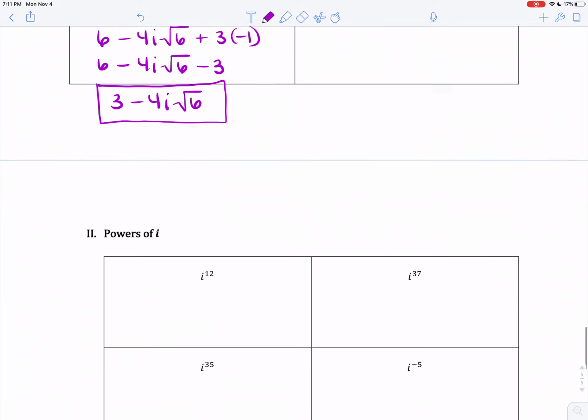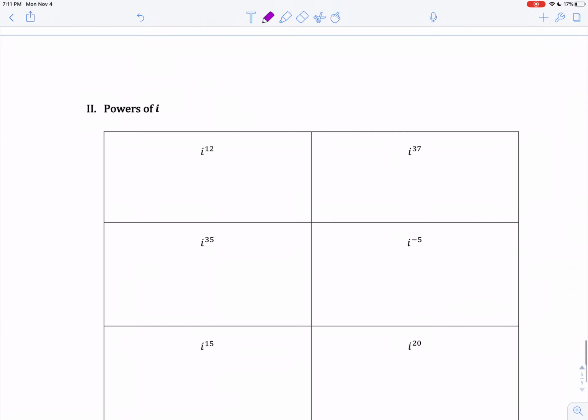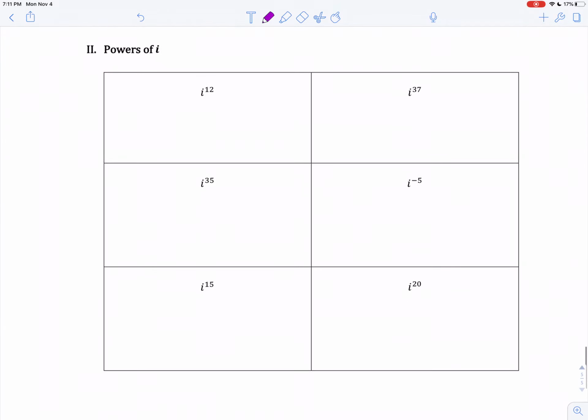All right, now, like I said, we're not going to look at dividing complex numbers at this point, but we are going to look at evaluating powers of i. And again, the main thing that we're going to remember here is because we know that i squared is equal to negative 1, we can evaluate powers of i if we write our power, whatever it is, in terms of i squared.